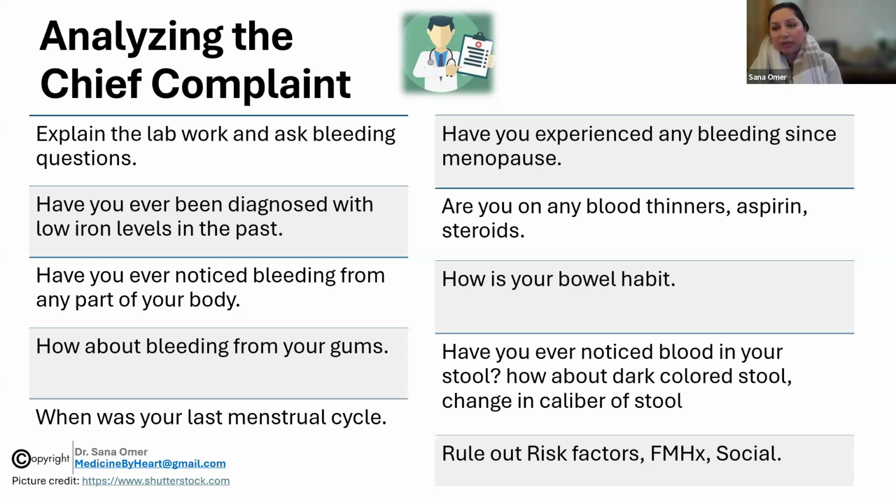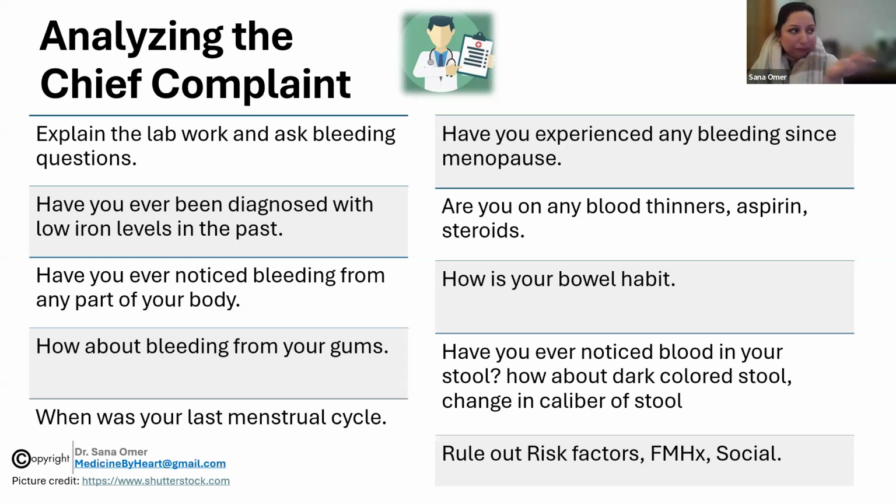So bleeding questions are when a patient is coming to you with a suspected bleed, you have to rule out bleeding from any other part of the body, okay? And you have to rule out the impact of that bleeding. So you ask her, okay, so I can see that your iron levels are low. Is it the first time that you have been diagnosed with low iron, or did it happen in the past as well? So she will just say, no, no, this is the first time, okay?